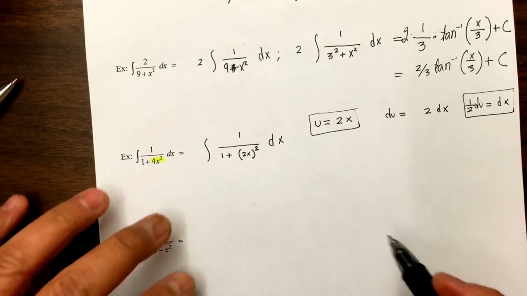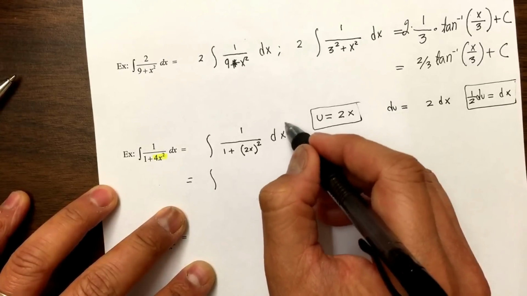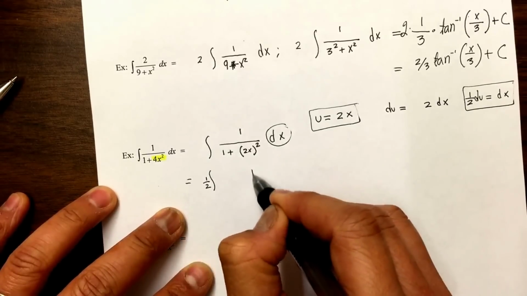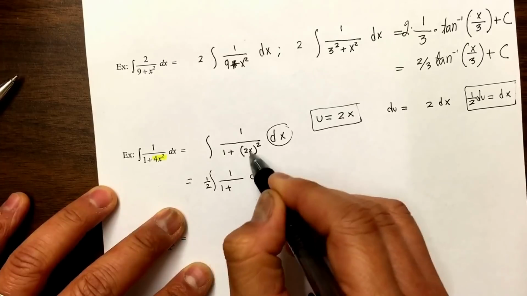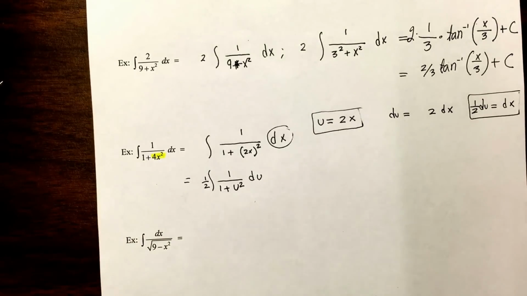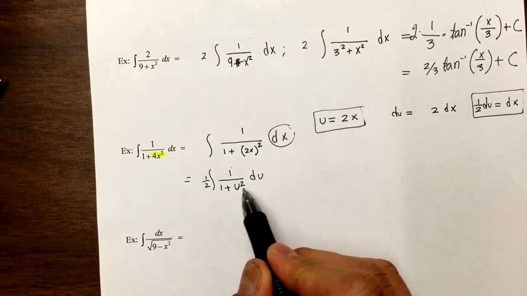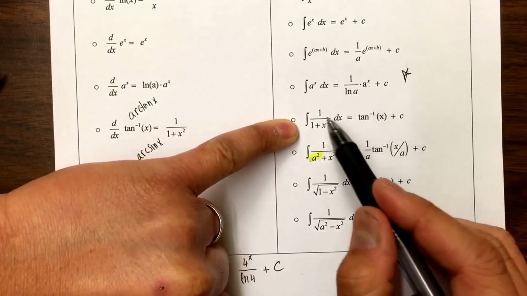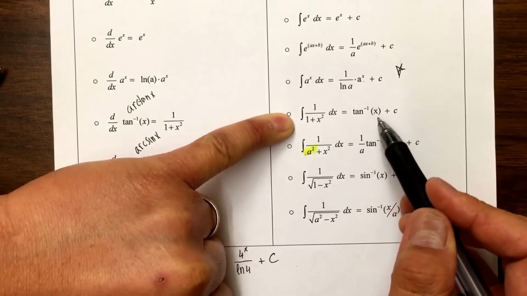Let's make a substitution. Substituting in terms of u, first of all, dx right here gets replaced with 1/2 du. And then the 2x is replaced with u, because that's what 2x is, right? Now, if we look at just the integral 1 over 1 plus u squared, that is exactly the same as this. See? The only thing that's different is instead of using the letter x, we use the letter u.